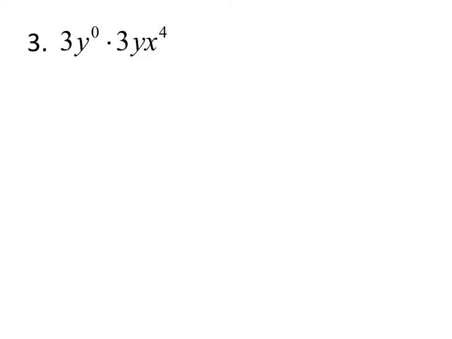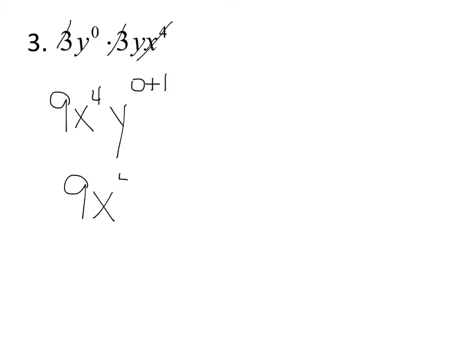Alright, so same thing here. I'm going to go ahead and start with my coefficients. 3 times 3 is 9. Then I'm going to go to my x's. I only have one x to the 4th, so I can go ahead and write that. And now I have y to the 0 power times y to the first power. So you end up with 9x to the 4th, 0 plus 1 is 1. So it's y to the first power, but we don't write the first power. So you just leave it like that.